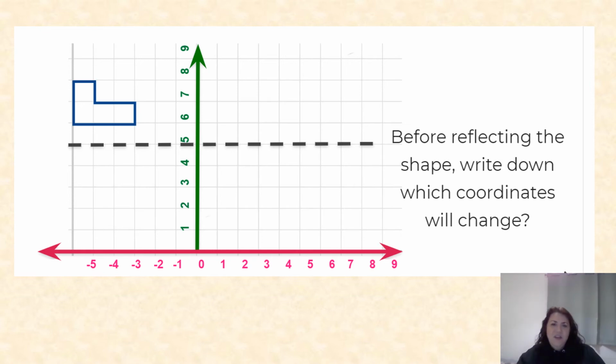Right. Here's a little task for you. Before reflecting the shape, write down which coordinates will change. All you need to write here is either x or y. We're reflecting on horizontal. Which one's going to change, the x or the y? That's all I need you to write down, or just say out loud. You don't need to write it down. Just say out loud which is going to change. I think it's going to be the y. Do you agree?